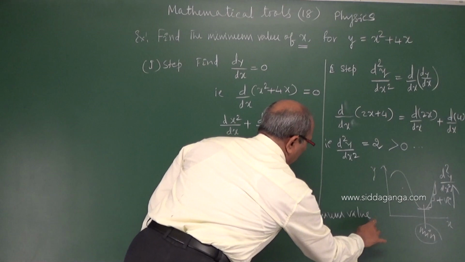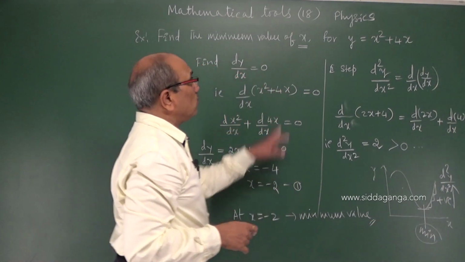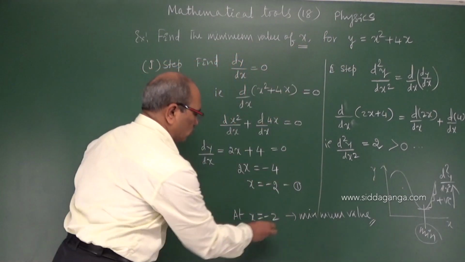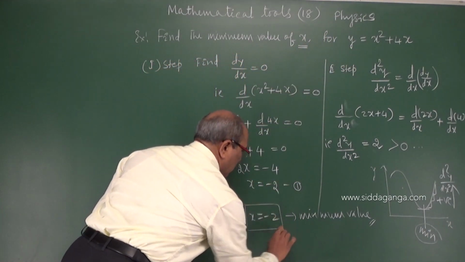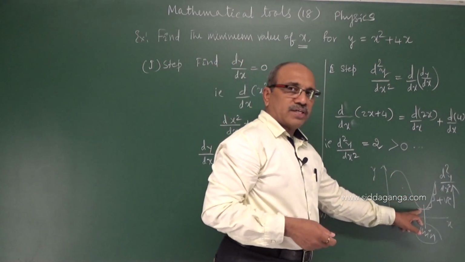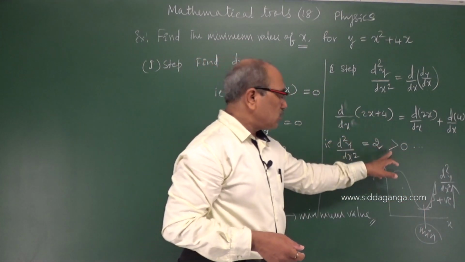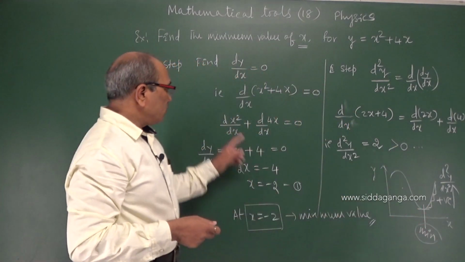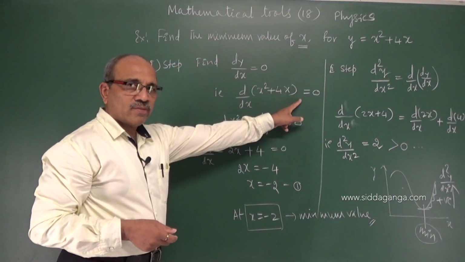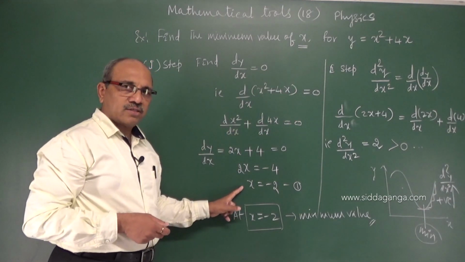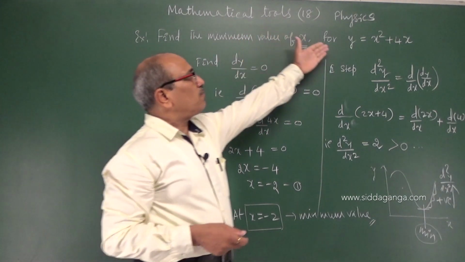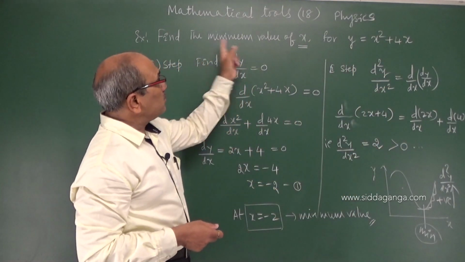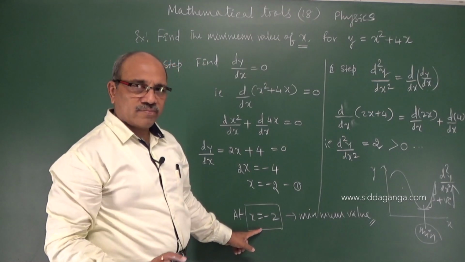What is the minimum value of x? In this equation, the minimum value of x is minus 2. This is the answer. The second order derivative coming positive confirms it is a minimum point. The first order derivative we made 0 and found the value of x. The corresponding value of y, if asked, we can determine by substituting minus 2 here. But they asked for the minimum value of x, so I stopped here.